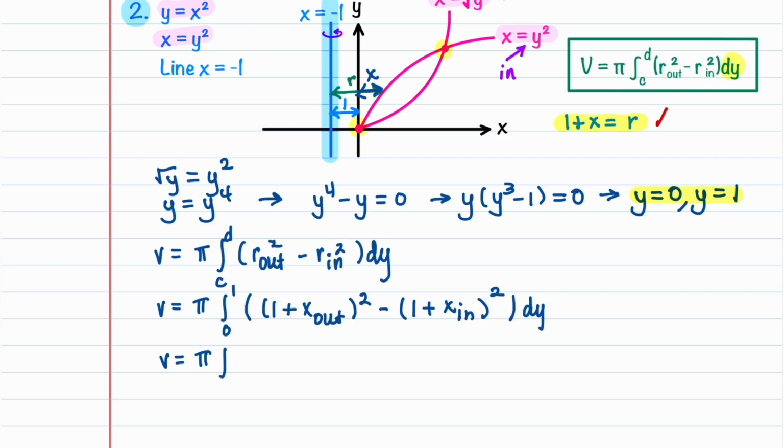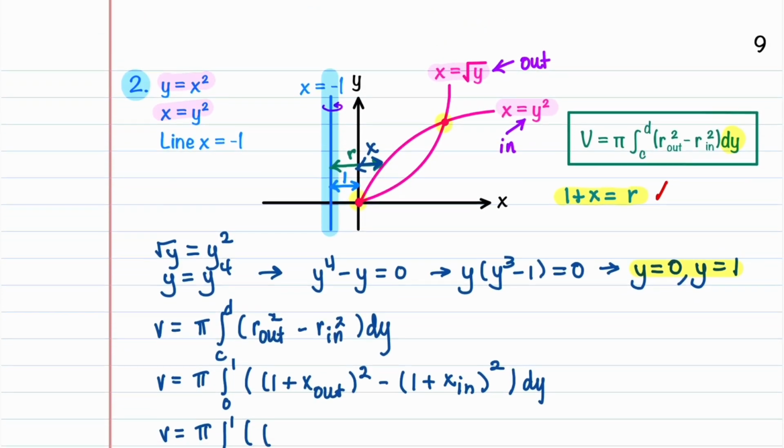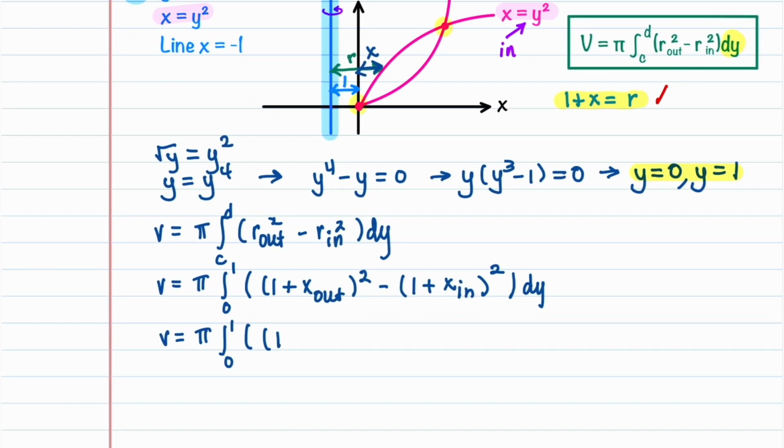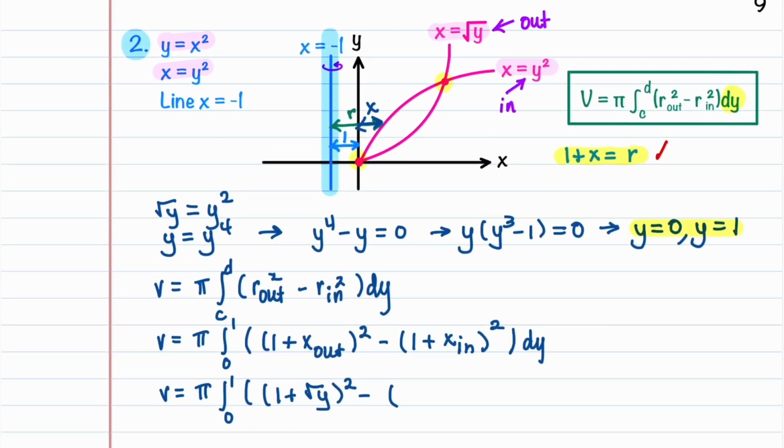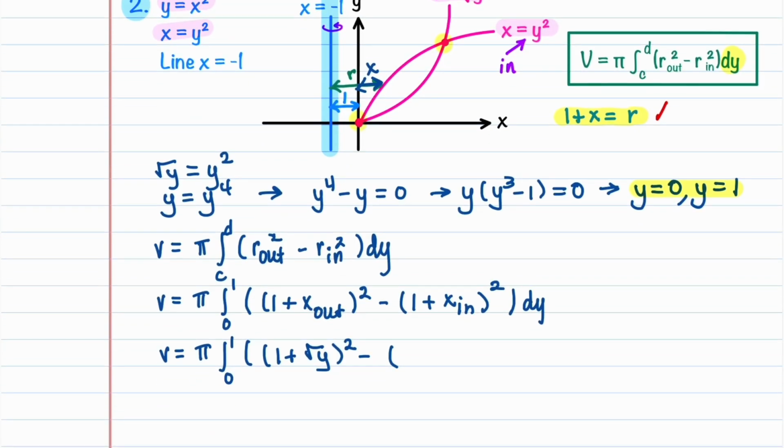Now we can go ahead and substitute what x is equal to. Our outer radius, let me pull that back down, is the square root of y. So we have 1 plus square root of y quantity squared. And then our inner radius is y squared. So this is 1 plus y squared quantity squared dy.